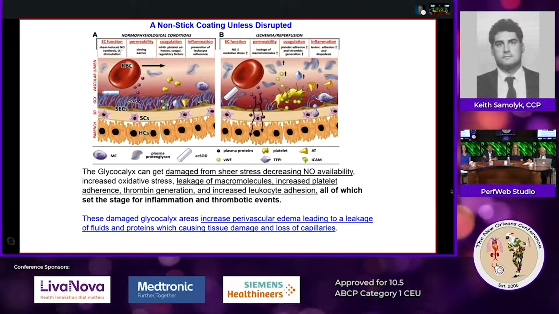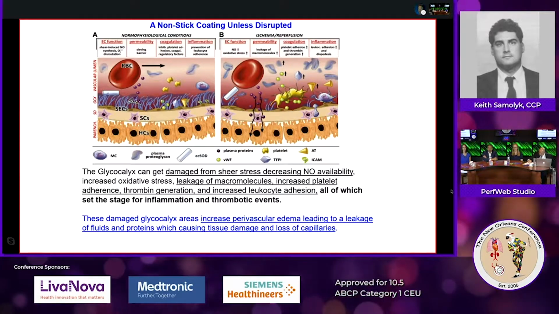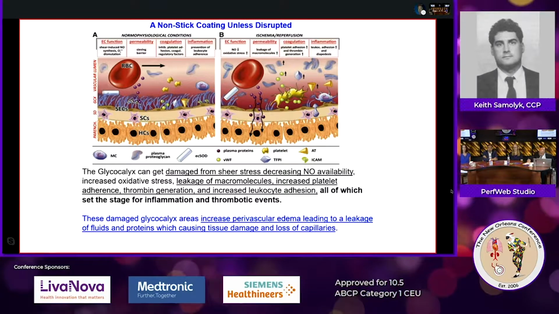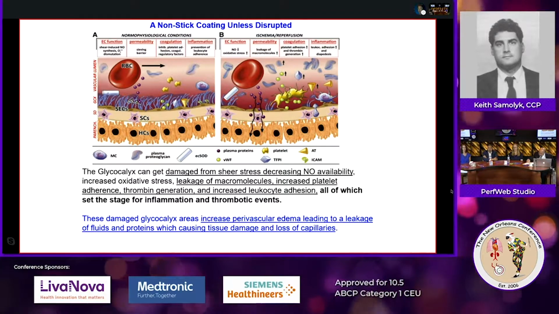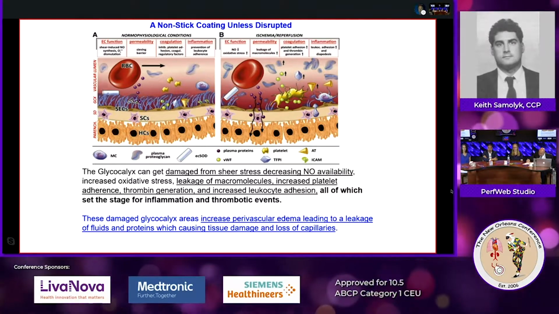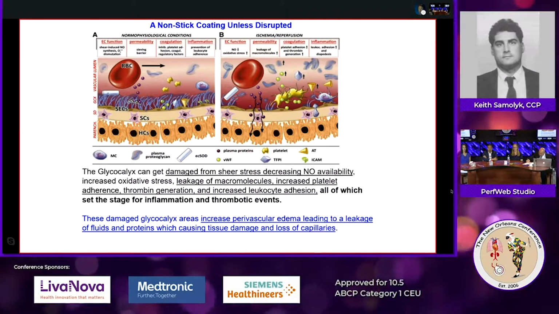A couple of last pictures here. On the left, you have an intact glycocalyx. You can see those hairs. And on the right, it's missing, and you have white cells that are starting to get through the endothelium, and platelets. So again, all of these set the stage for a thrombotic event as well.